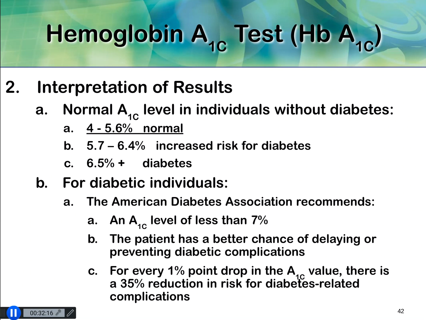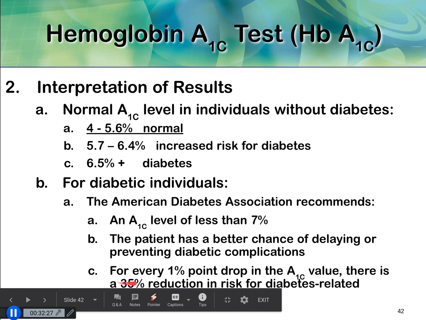So for every 1% drop in the A1C that a diabetic can lower it, there's a 35% reduction in the risk for the diabetic-related complications. So that's really huge, actually. That's a huge reduction for just a 1% drop in the A1C.